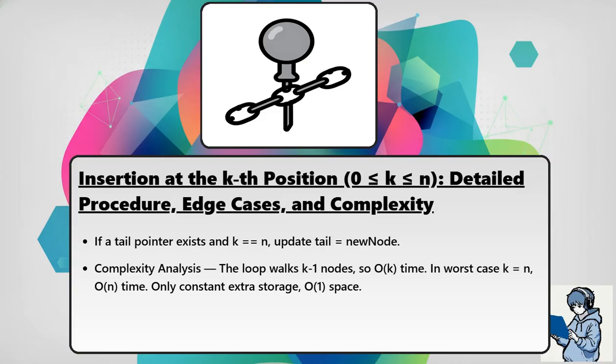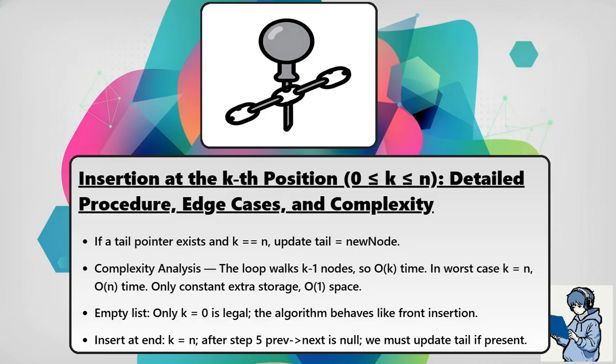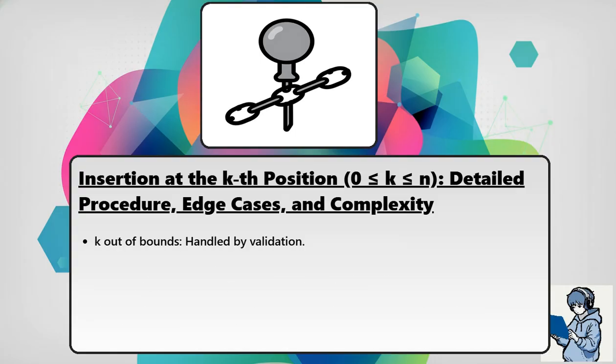Complexity analysis. The loop walks k-1 nodes, so O(k) time. In the worst case k equals n, O(n) time, with only constant extra storage, O(1) space. Empty list: only k equals 0 is legal, and the algorithm behaves like front insertion. Insert at end, k equals n: after step 5 previous next is null, and we must update tail if present. K out of bounds is handled by validation.